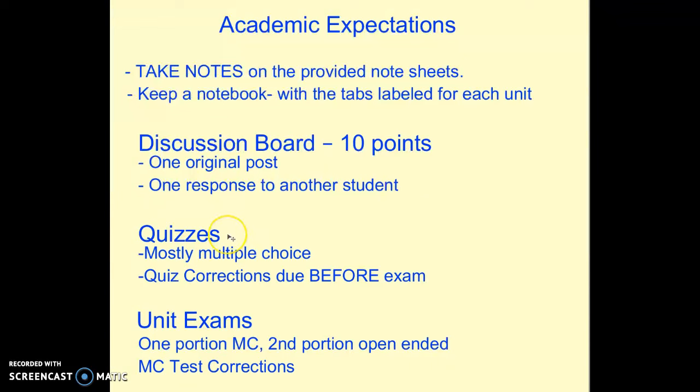The quizzes for each section will mostly be multiple choice. They won't all be; there's a few that are some free response and multiple choice. And then we're going to go over in a minute what the quiz corrections are. They'll be due before each exam. And then for each unit exam, one portion will be multiple choice. The second portion will be open-ended. And this reflects the way the AP exam is modeled. And you will have the opportunity to do multiple choice test corrections for each of your multiple choice sections.